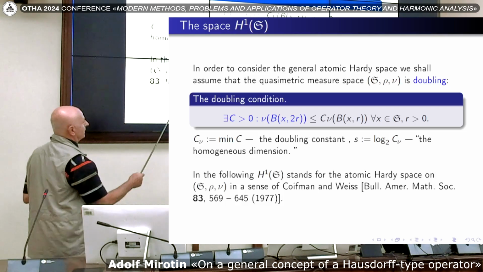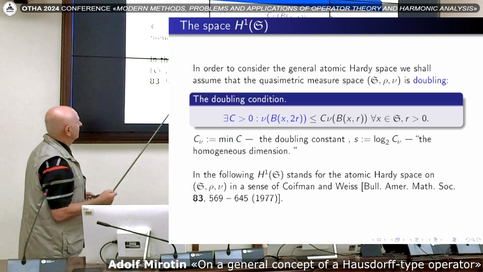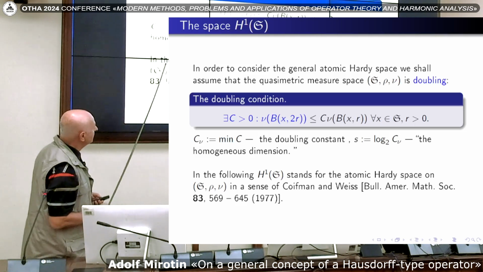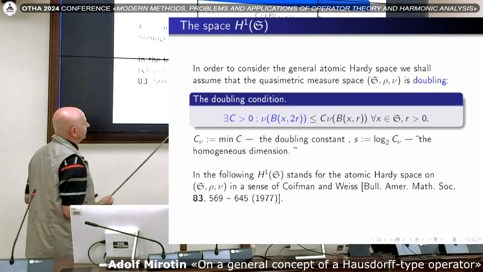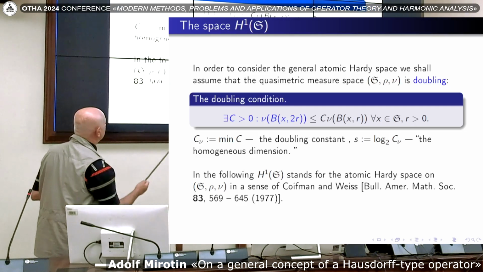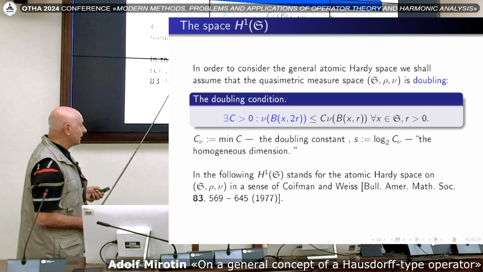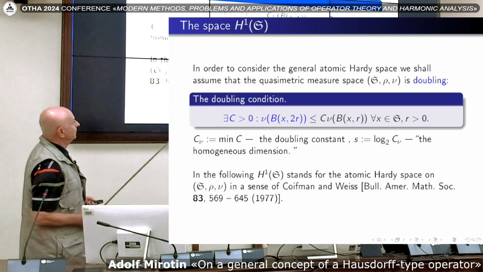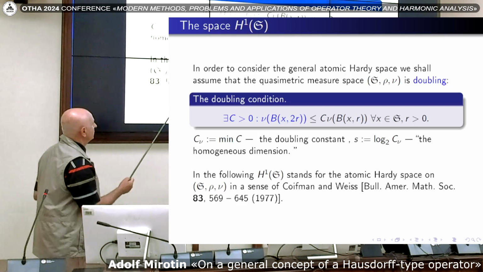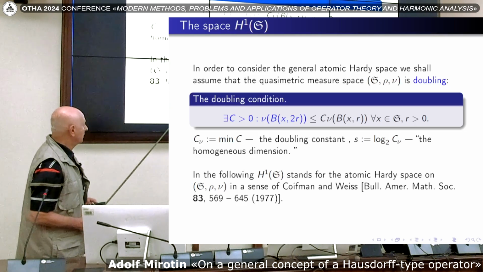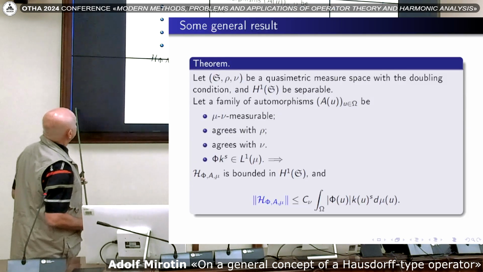As regards the space H1 on this quasi-metric measure space, which is doubling, I refer to the famous paper of Coifman and Weiss in the Bulletin. They introduced the so-called atoms on this arbitrary doubling quasimetric measure space, and in terms of atoms introduced the Hardy space H1. So the general result looks as follows.